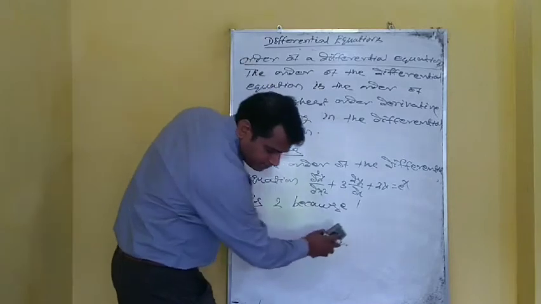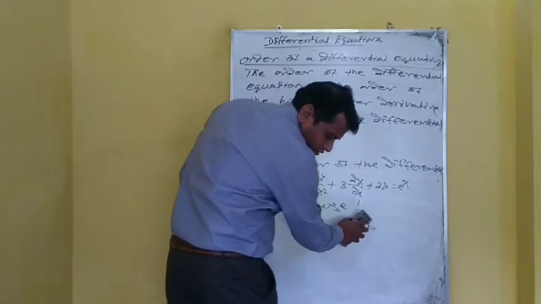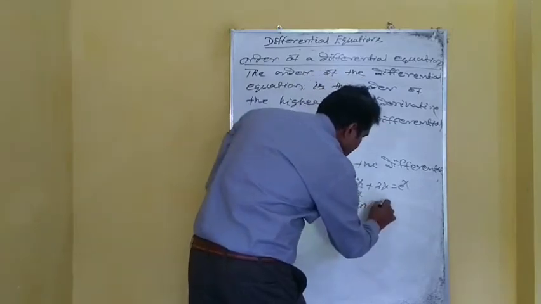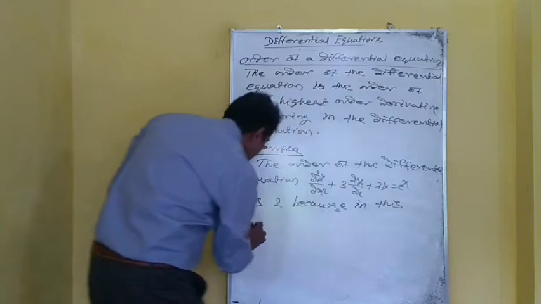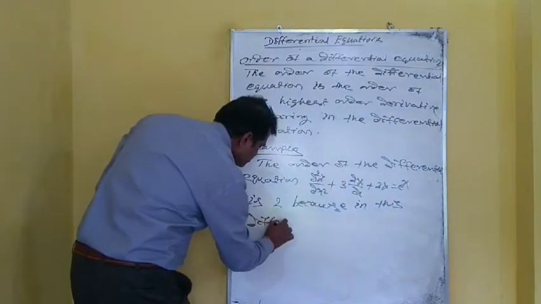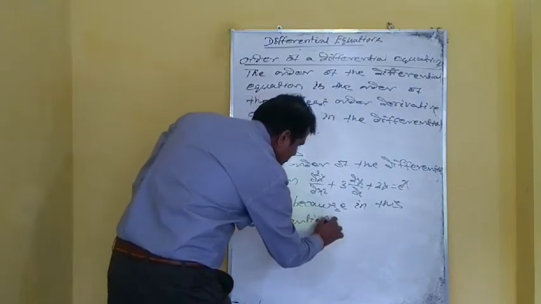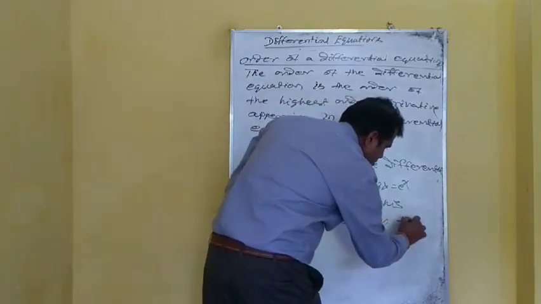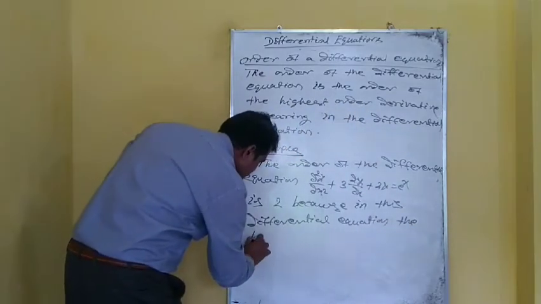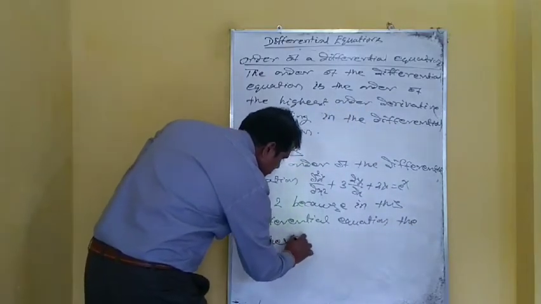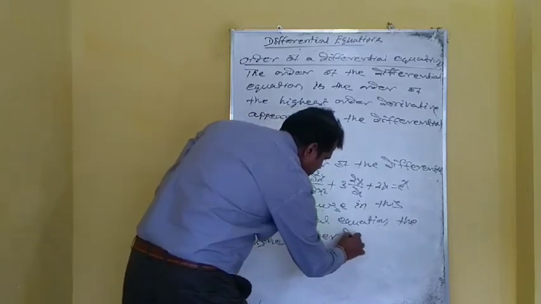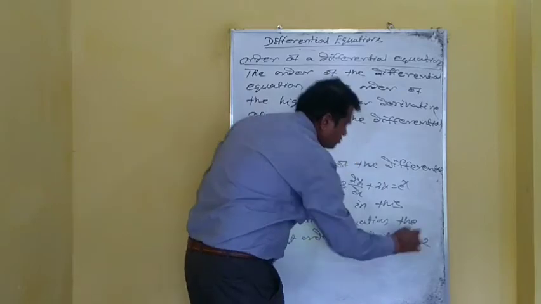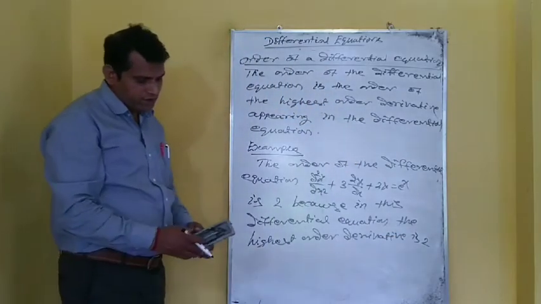Because in this differential equation, the highest order derivative is 2, so it is called second order differential equation.